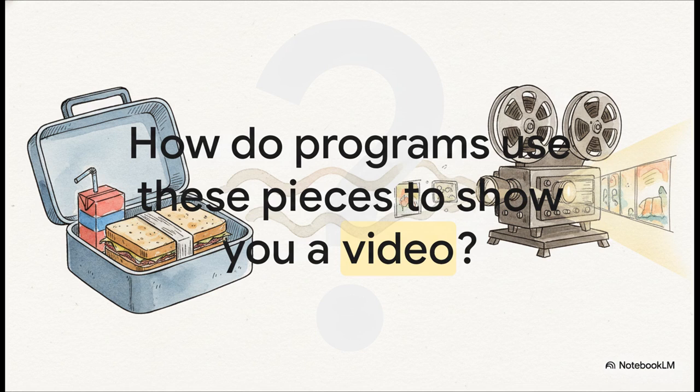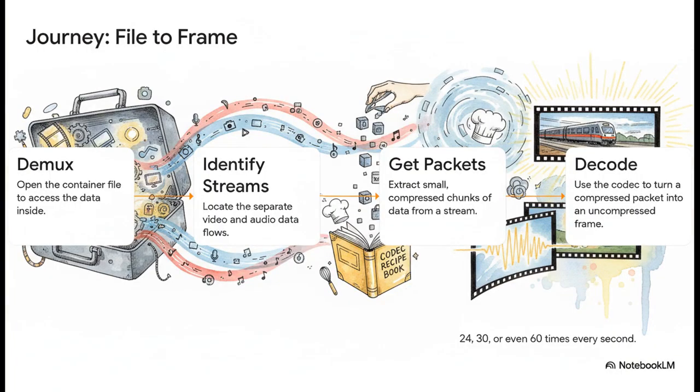Okay, so we've got our container, the lunchbox, and inside we have the compressed streams, our packed-down sandwich and juice box. How does a video player take all of that and actually show you a movie? Well, the whole process is like a tiny, super fast assembly line. First, the player does something called a demux, which is just a fancy word for opening the lunchbox, the container file. Then it peeks inside and identifies the streams. Okay, here's the video, here's the audio. It then grabs these small, compressed chunks of data called packets. You can think of them as little tiny bites of the sandwich.